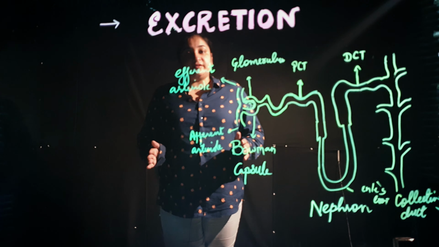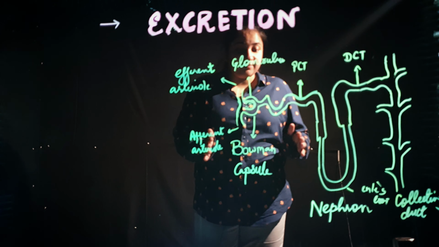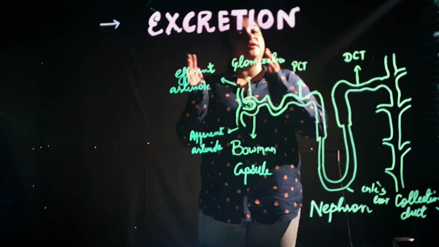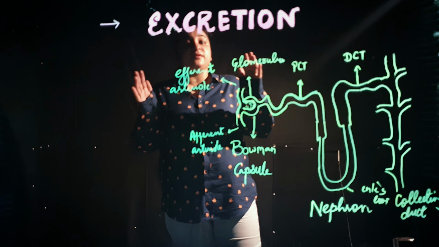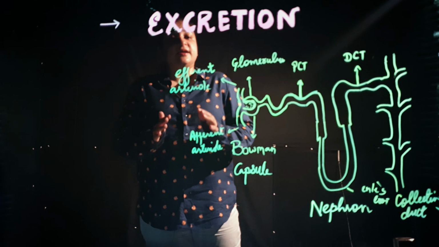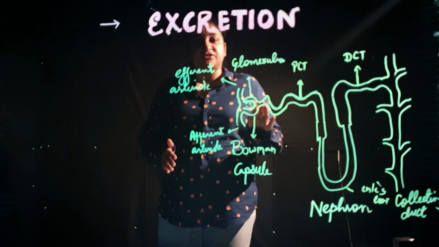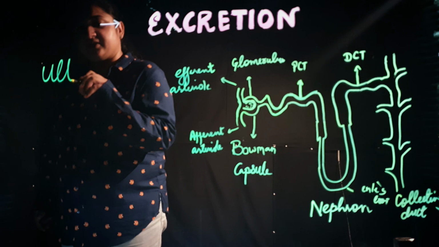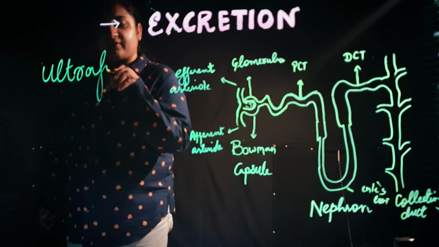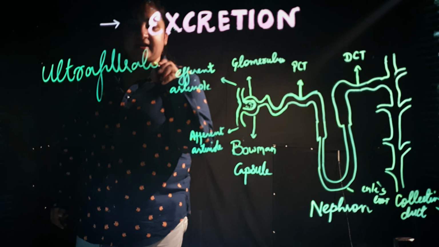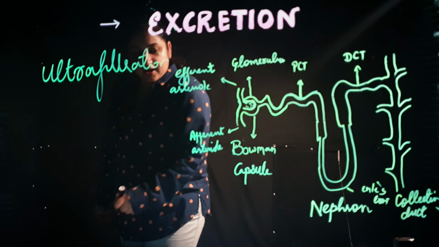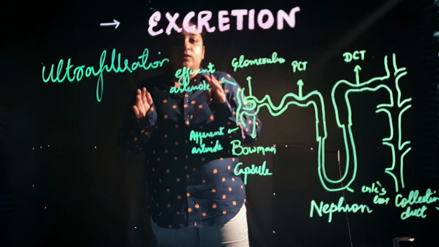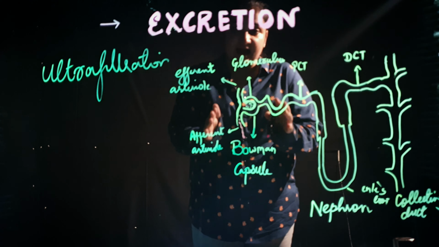The kidney is the basic filtration unit of our body, and nephrons are the structural and functional unit of the kidney. They are present in millions in the kidney. They perform three main functions, and number one is ultrafiltration. In this, the blood brings the waste material from the body, which is collected in the Bowman's capsule.